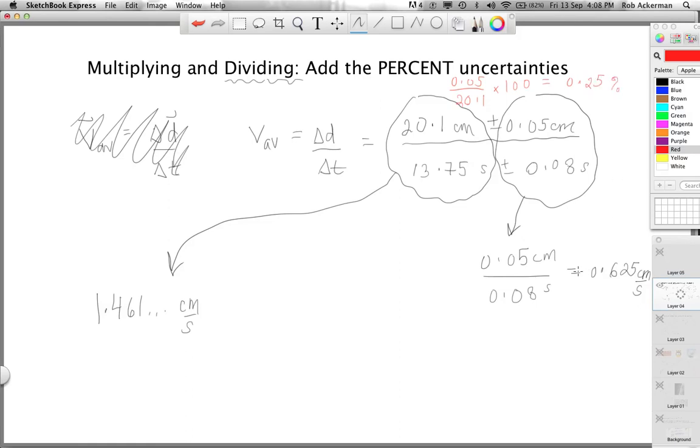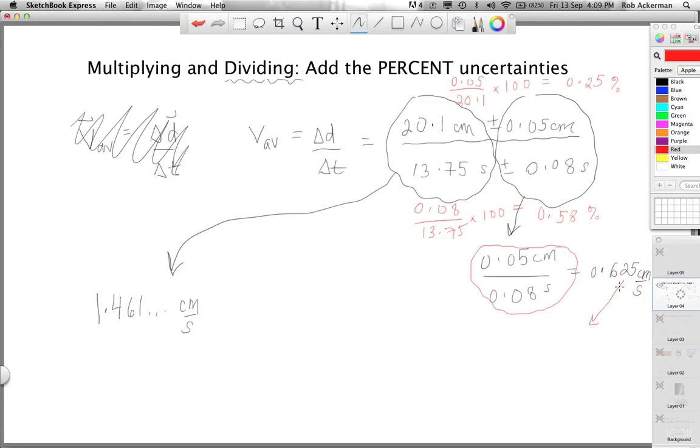And let's do the same on the time part of the equation: 0.08 divided by 13.75 times 100. Here I get also a small percentage. So all I'm doing here is trying to put these numbers in perspective by using percentages. So we've taken two pretty accurately measured numbers, only a quarter percent uncertainty, only about 0.5% uncertainty. If we use this method for dividing uncertainties, then this is what we get.